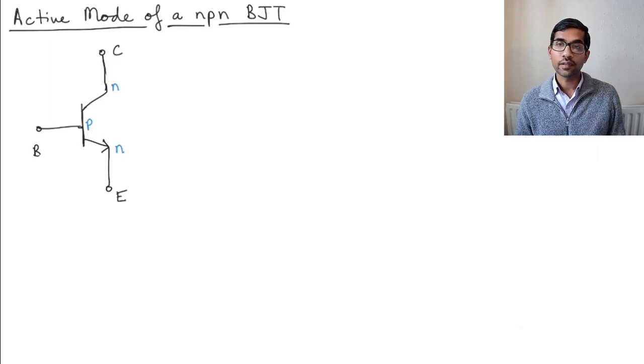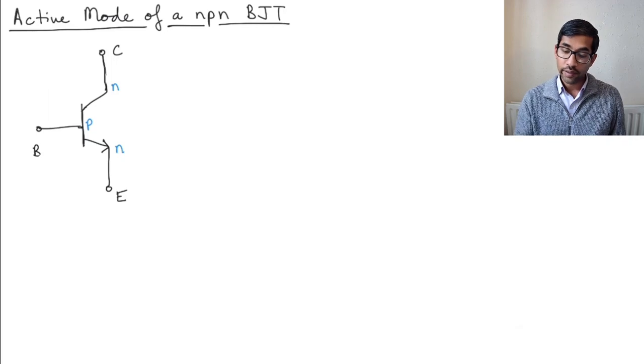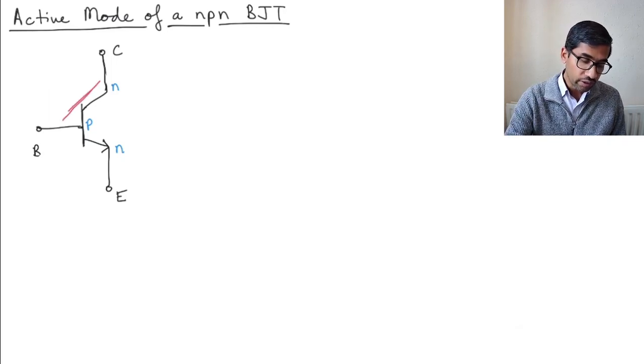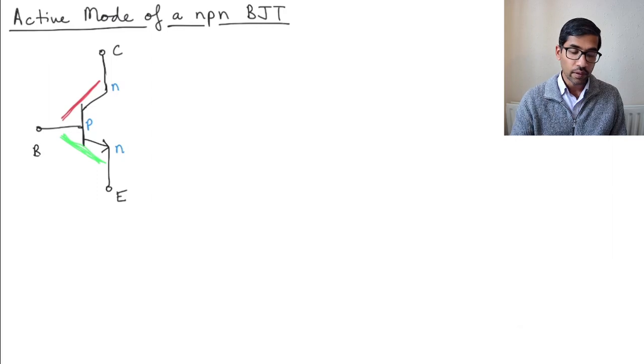Hi, let's take a look at how the transistor functions in active mode. Now, we've already said that in the active mode, the base-collector junction is reverse biased, right? While the emitter-base junction is forward biased. So, what does that mean in terms of the voltages?